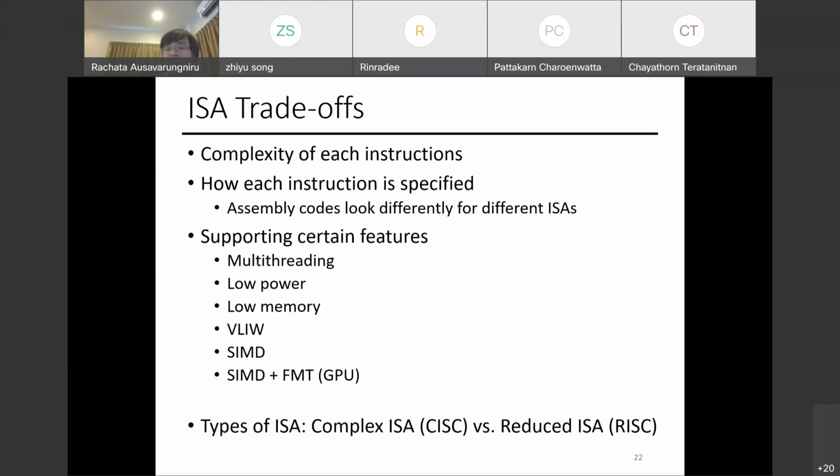There are also different types of ISA: CISC versus RISC. Some of you might have heard about these terms. CISC is called CISC because it's a complex ISA. RISC is a reduced ISA. Anyone want to guess what the difference between CISC and RISC is?